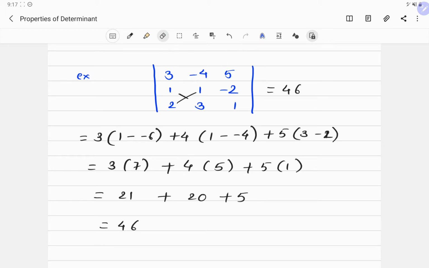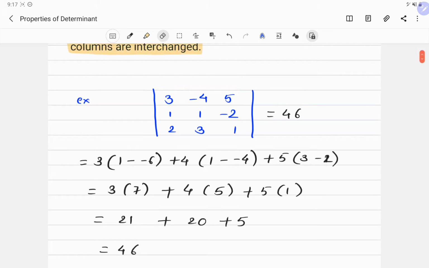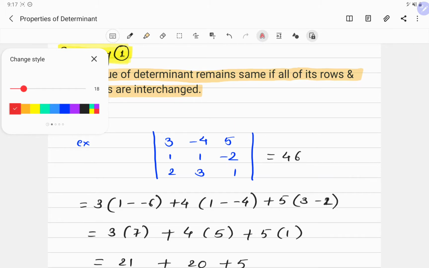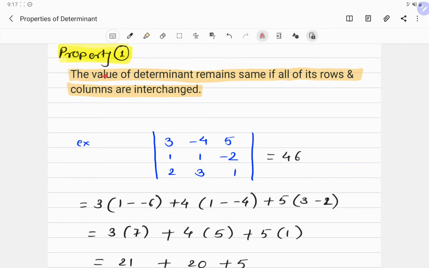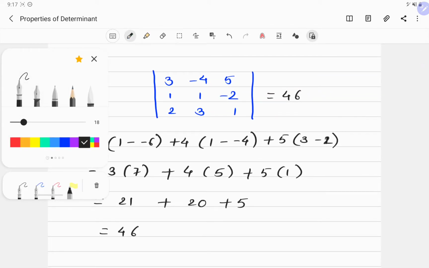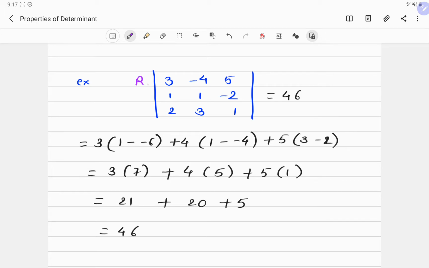Now let's try to understand this property. Once again I am reading this property for you: the value of a determinant remains the same if we interchange all the rows and columns of that determinant. Now they want us to interchange all the rows and columns. Rows are horizontal. So row 1 is 3, minus 4, 5. Row 2 elements are 1, 1, minus 2. And row 3 elements are 2, 3, 1.